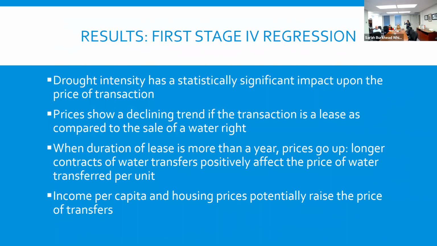Drought intensity, of course, had a statistically significant effect. So the higher the drought level, the higher the price of the water being sold. Of course, it is not surprising that income and housing prices will always raise the price of transfers.